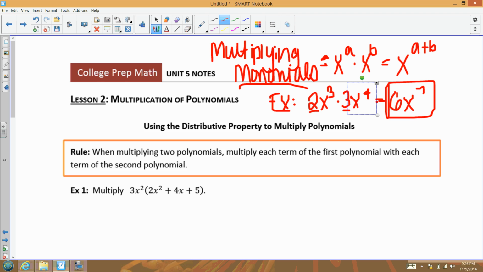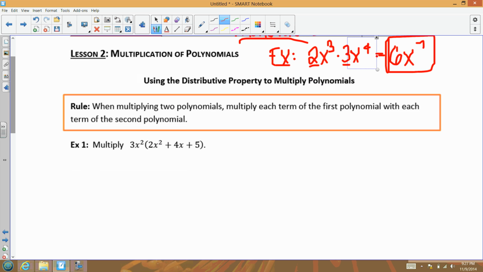When we add monomials, in the previous lesson, we added the coefficients because you're trying to total how many of these like terms you have, and you keep the base and you keep the exponent. So when multiplying, you multiply the coefficients, keep the base, but add the exponents. So let's actually go through and start doing some of these multiplying polynomials.